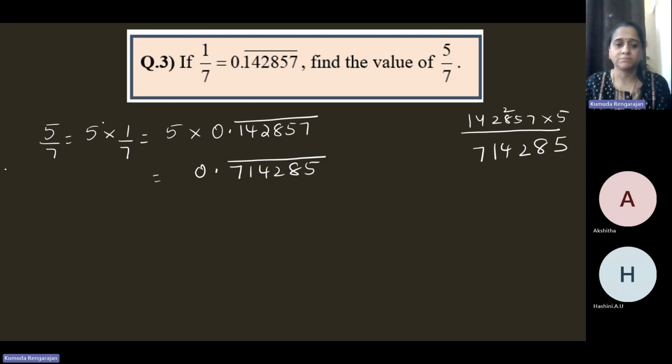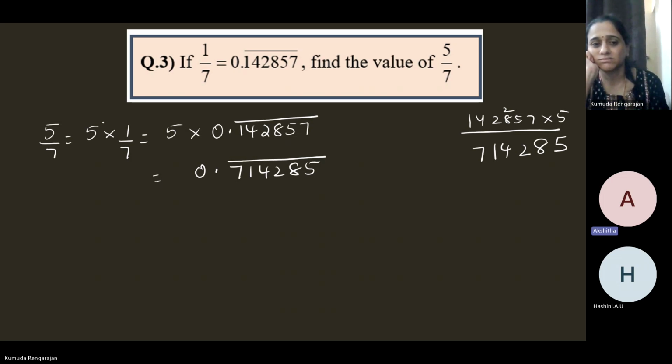Ma'am, can we also divide 5 by 7 directly? Yeah, nice question. But if that is the procedure they're expecting, then they'll not give you the value of 1/7, no? Because they've given you the value of 1/7, you should find the value of 5/7 using the value of 1/7. But both are the same value. You'll get the same answer. Okay, ma'am.